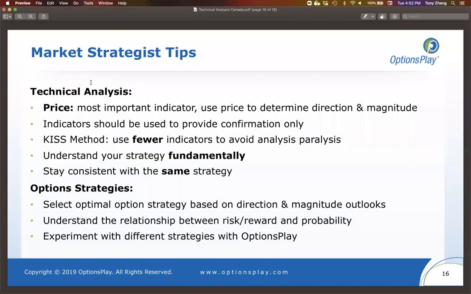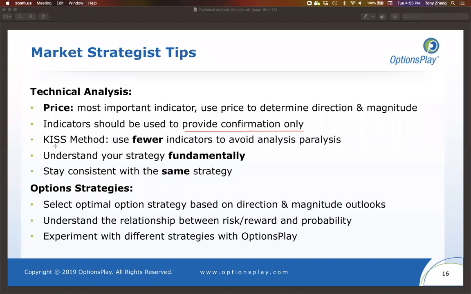So just to wrap up some of the things that I went over here today, remember, price is by far the most important indicator for you to use. You should use price as your primary way to determine your direction and magnitude. And any indicators that you add on top of that, whether it's moving averages or RSI or MACD, should only be used to provide confirmation, meaning you should first have an idea as far as whether you're bullish or bearish based on the price, then use these indicators to confirm your views.